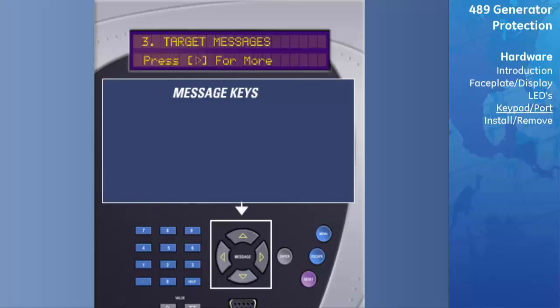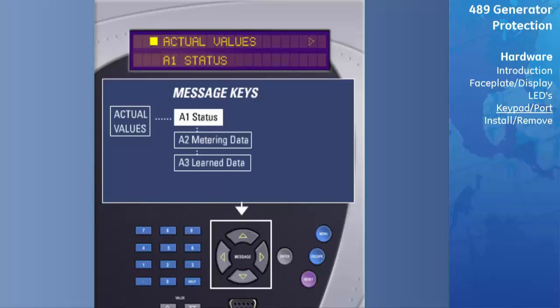For example, when the menu key has been used to select the actual value main page, pressing the message right key will move you into the A1 status menu. The message up and message down buttons can then be used to view the headers for the other actual value submenus, such as A2 metering data and A3 learned data.